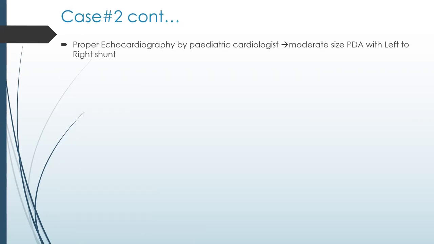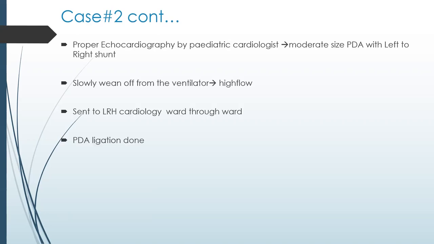So we suspected PDA, and with further fluid restriction the child was successfully extubated with this acute management. After extubation, we did proper echocardiography by the pediatric cardiologist. It showed a moderate size PDA with left to right shunt. So we continued the management as heart failure, and after that sent the child through our ward to the LRH cardiology unit, and PDA ligation was done. After that some complication occurred in the cardiothoracic ICU at LRH, but the child was successfully treated, and now the child is doing well.